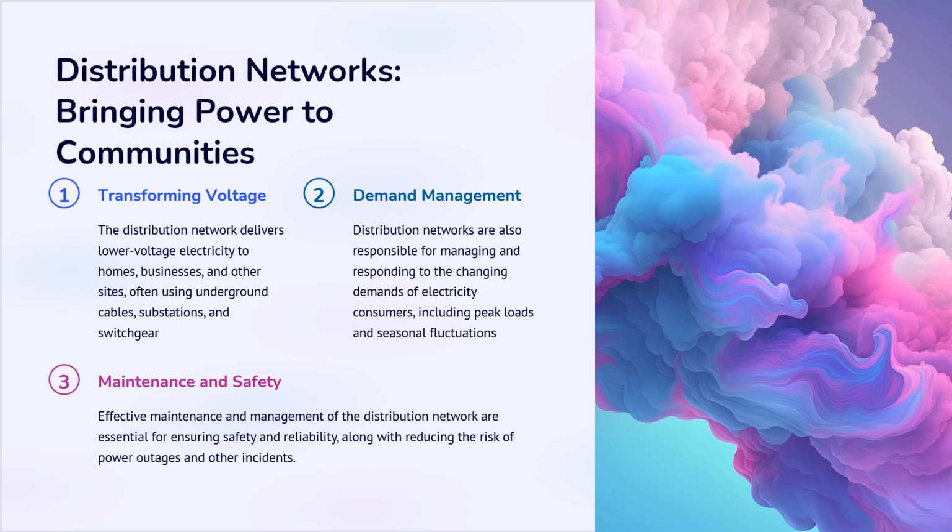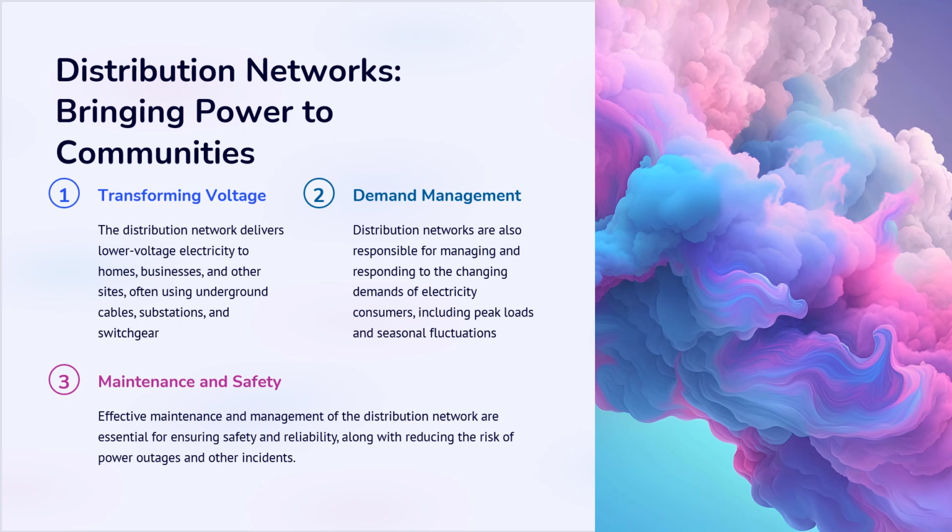Now after the transmission network, we will talk about the distribution network that brings power to us, to communities, to cities, to houses, to hospitals, to industries, to businesses. After transmission, when we convert high voltage to low voltage, we send it to different transformers and small grids. The distribution network delivers low voltage electricity to houses, to businesses, and other sites.